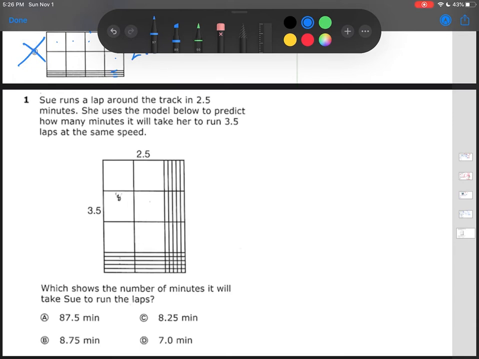Let's look at our final question we're going to go over together. All right, so this is numbered as number 1. Just make sure that when you are looking at your problems, they are numbered correctly along with these ones that we're going over. So number 1 says that Sue runs a lap around the track in 2 and 5/10 minutes. She uses the model below to predict how many minutes it will take her to run 3 and 5/10 laps at the same speed. Which shows the number of minutes it will take Sue to run the laps?